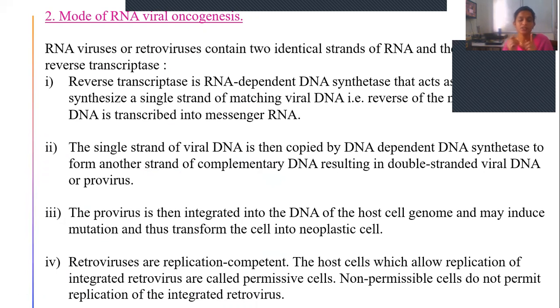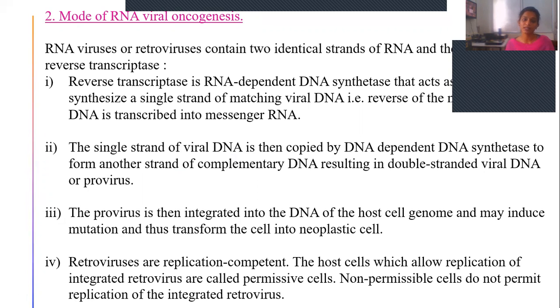It acts as a strand. So what will this reverse transcriptase do? It will act as a strand and help in the formation of another DNA. The single strand of viral RNA is then copied by DNA dependent DNA synthetase to form another strand of complementary DNA, resulting in double stranded viral DNA or provirus. Whatever the reverse transcriptase is there will act as a complementary strand, and against this another strand will be produced. In the presence of DNA dependent DNA synthetase, this RNA will be converted into DNA. The double stranded DNA which is formed, we call it provirus.